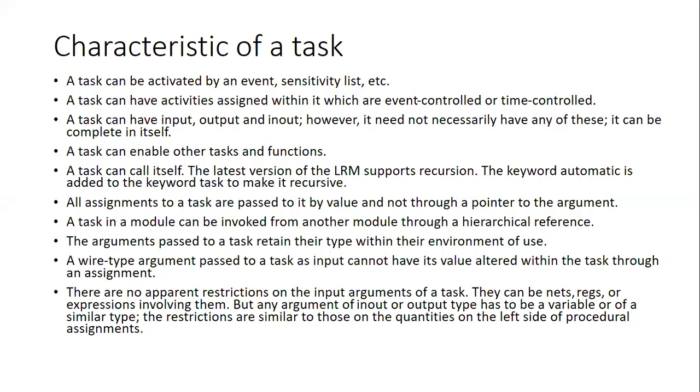Arguments passed to a task retain the value. Wherever you're passing the arguments, it retains the value in that particular part of the module, or we can say the environment of use. A wire type argument passed to the task as input cannot have its value altered. Intermediate signals are all wires, so those values cannot be altered within the task. You can use nets, registers, or expressions within the task.